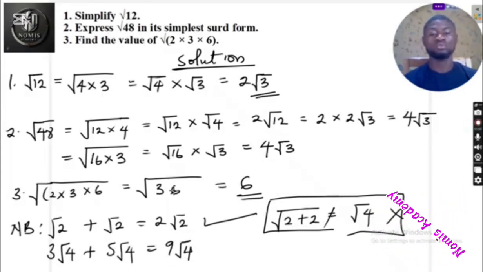So I hope you understood everything we explained about surds in addition, in subtraction, in multiplication and division. I hope you understand everything perfectly.